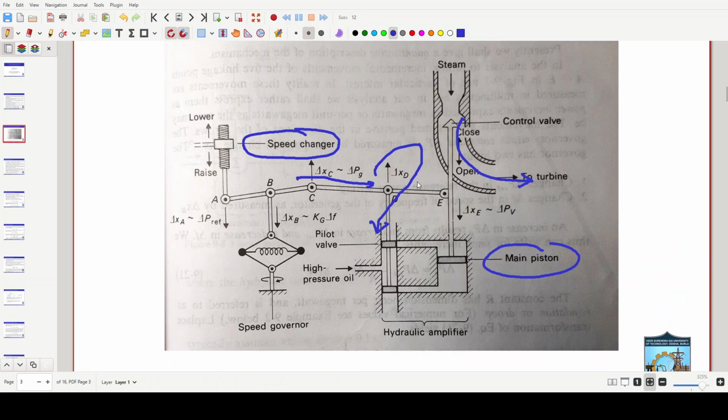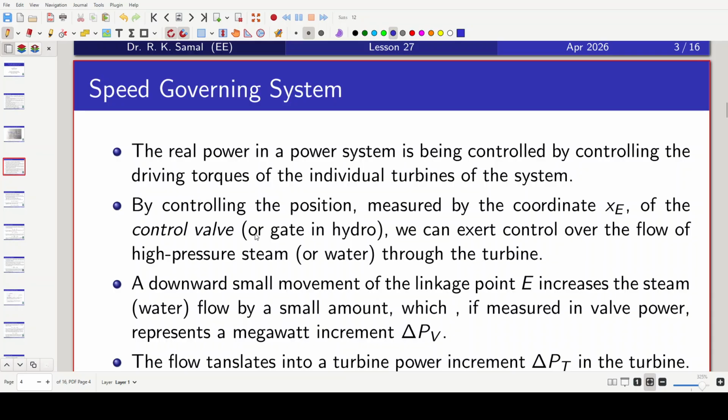Now we will model these various parts of this system. Here, this is the valve power delta PV, that you will see as soon as we go. So this is the explanation for the classical hydraulic governors. We'll just go through this.